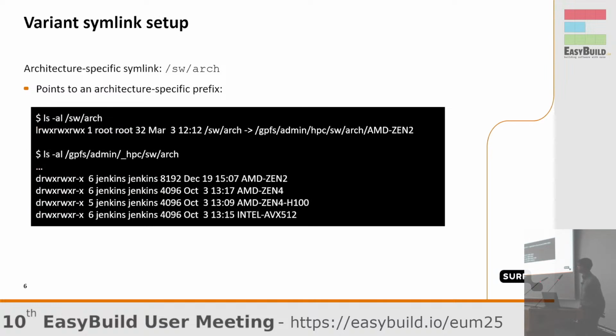Now, how do we do that? We basically have 4 prefixes for the 4 different types of architectures in there. In those prefixes, we build the optimized software for that particular architecture. And then on the nodes themselves, we have a symlink that is node dependent. So on, let's say, Zen 2 nodes, it points to the Zen 2 prefix.